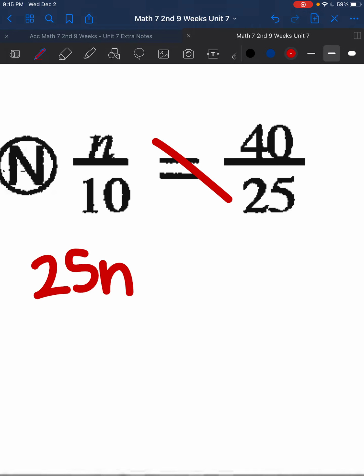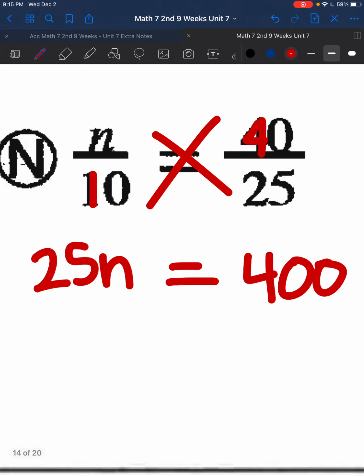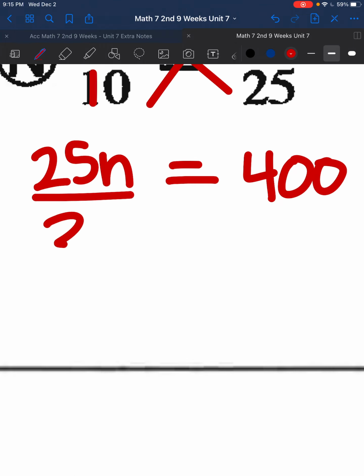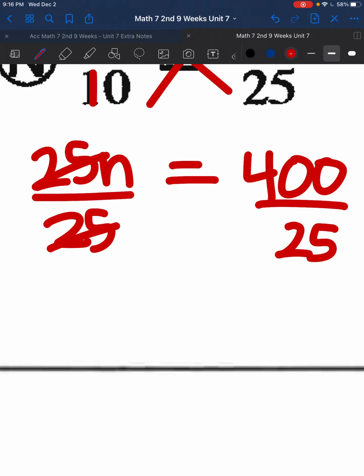Okay, for n, I've got n over 10 equals 40 over 25. So let's multiply n times 25 together. That's 25n, and set that equal to 10 times 40. Well, I know that 1 times 4 is 4, and then I'm just going to add those 2 zeros to it to get 400. Now, to get that n by itself, I need to divide by 25 on both sides.